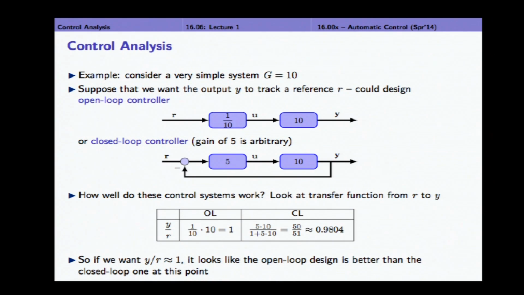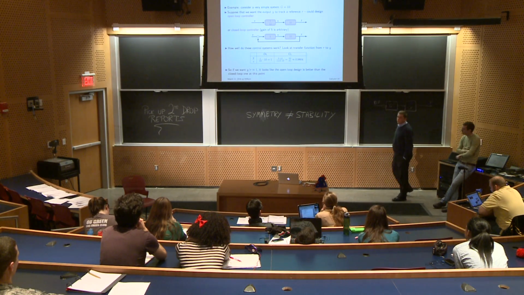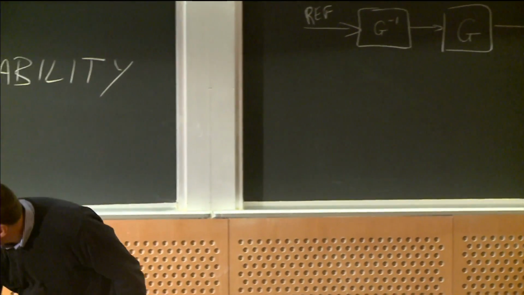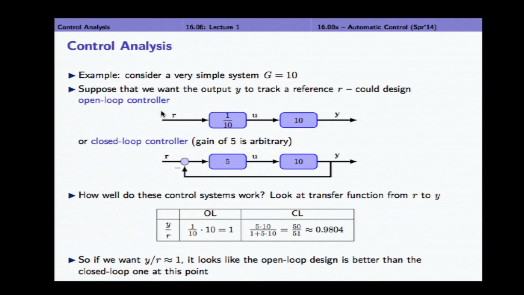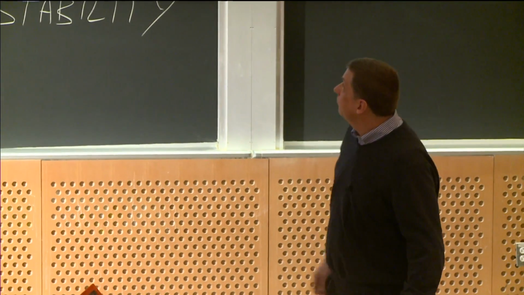And so the plant inversion that I created, this thing here, if this is 10, I just created an inversion, which is 1 over 10, okay? And so now when I stick a reference in right here in this top box, I stick in a number R, it goes through 1/10, it gets multiplied by 10, and then becomes Y, and of course Y looks exactly like R, right? And that was my goal. I wanted Y and R to look the same. It looks like a fantastic strategy.